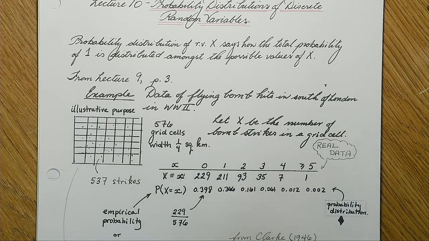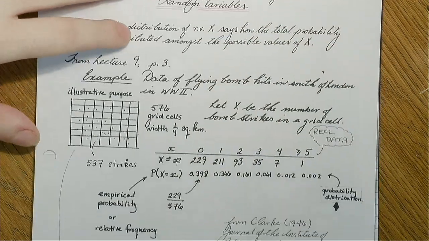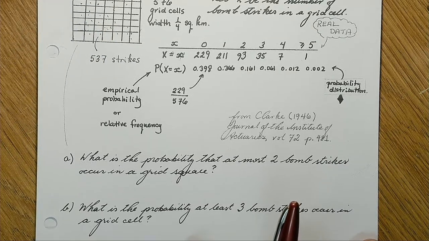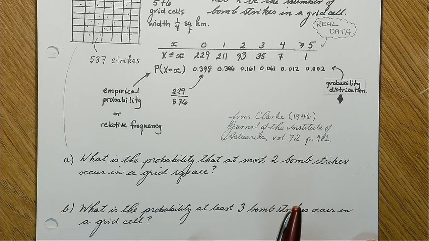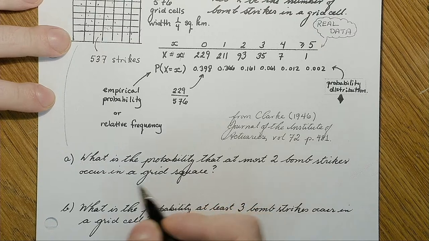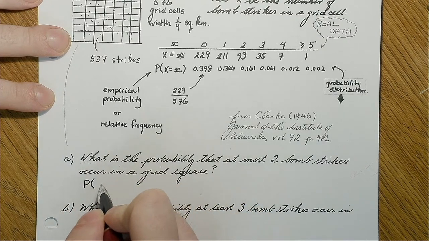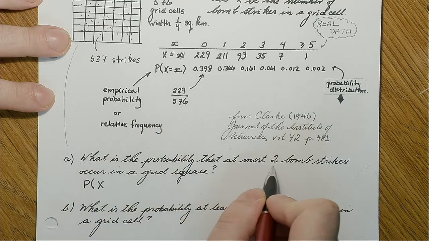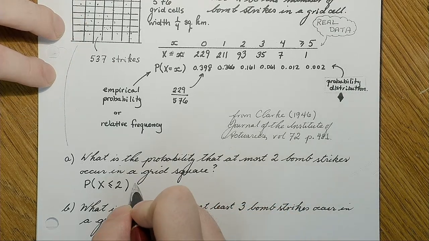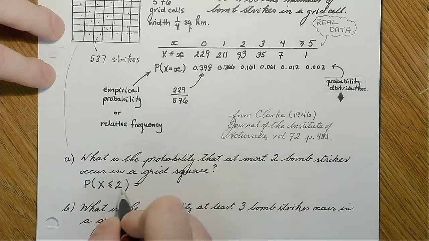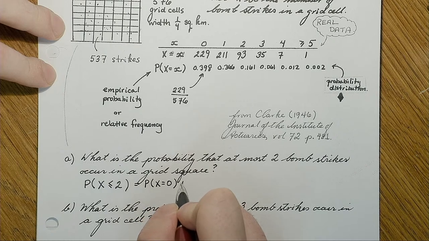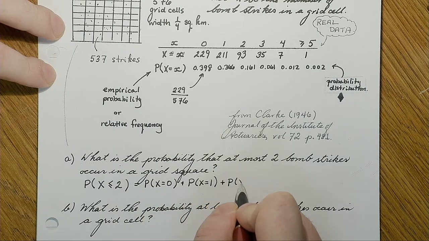Now we can do some questions regarding this probability distribution. Let me just move some of these cards out of the way here. What is the probability that at most two bomb strikes occur in a grid square or grid cell? What that is asking us is, what's the probability of X at most, so X less than or equal to 2. So we want all the possible x's less than 2 or equal to it. So it's the probability of X equals 0 plus the probability of X equals 1 plus the probability of X equals 2.